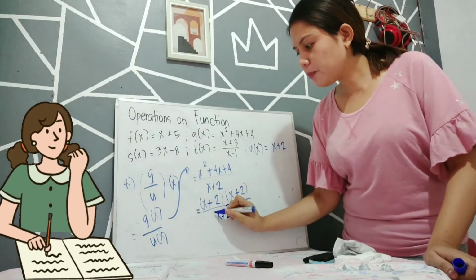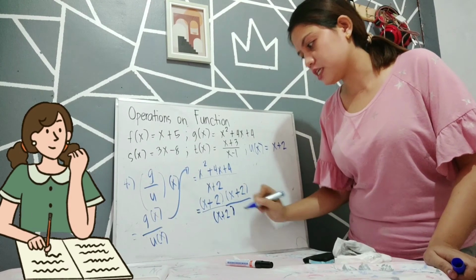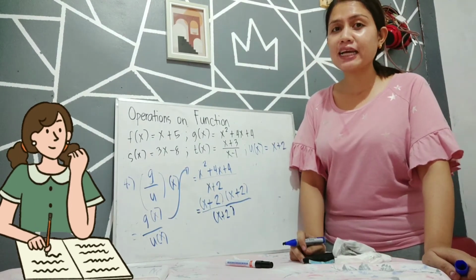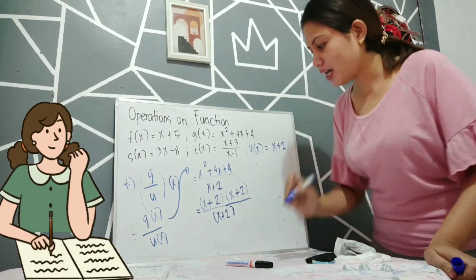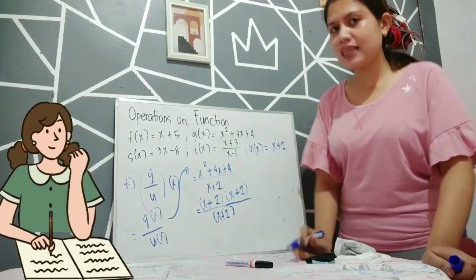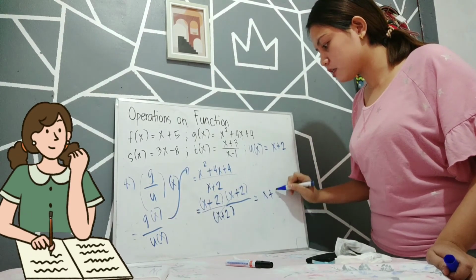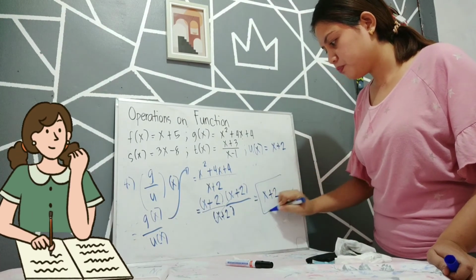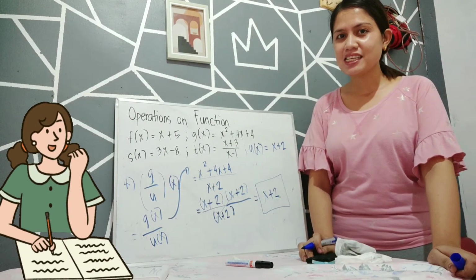Now, we can put them in close parenthesis and open parenthesis. Now, do you see the common factor that we can eliminate? Correct. This can be eliminated. It means the resulting value is x plus 2. Do you have any questions?